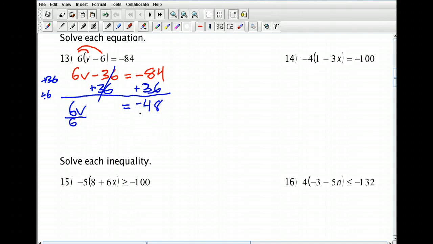Divide both sides by 6. What do you get? 8? Negative. Yeah, don't do all that work and then just forget a negative. Very important, right?